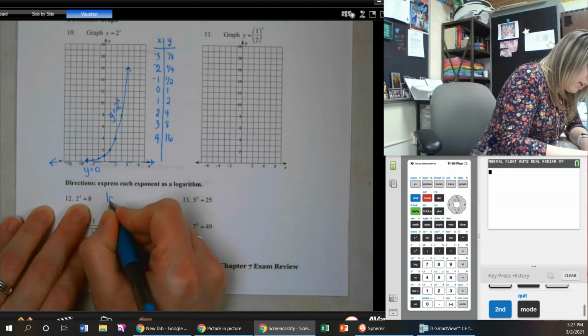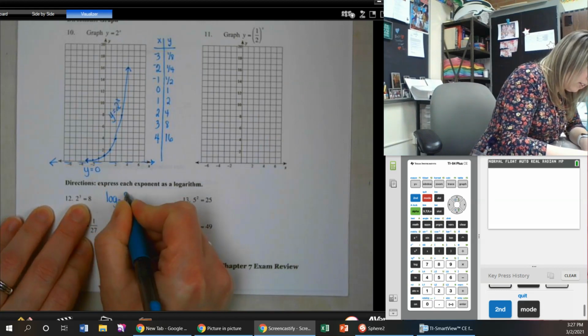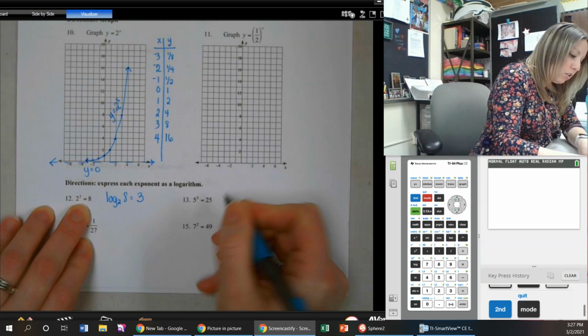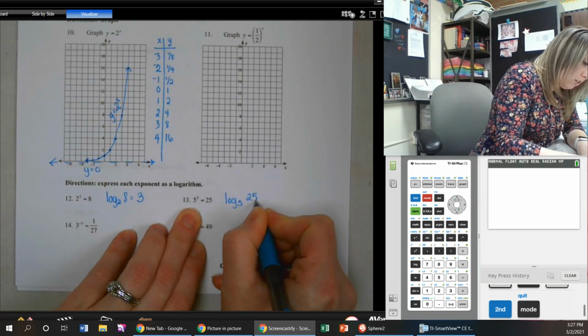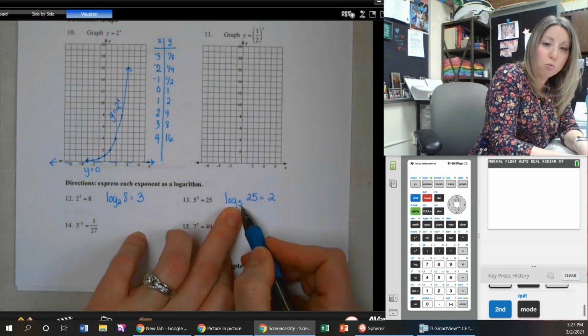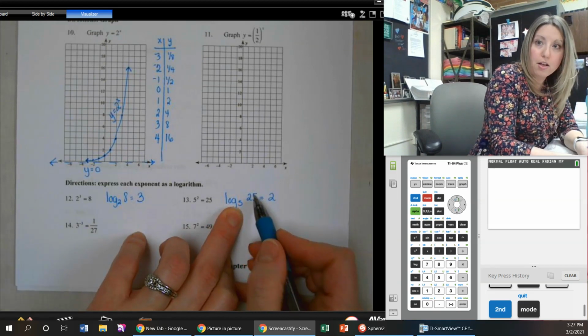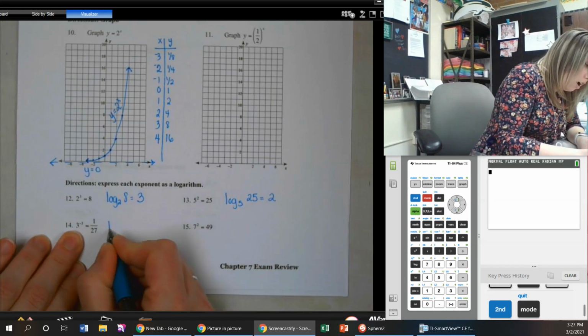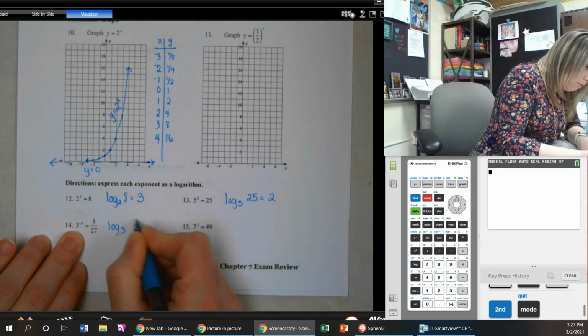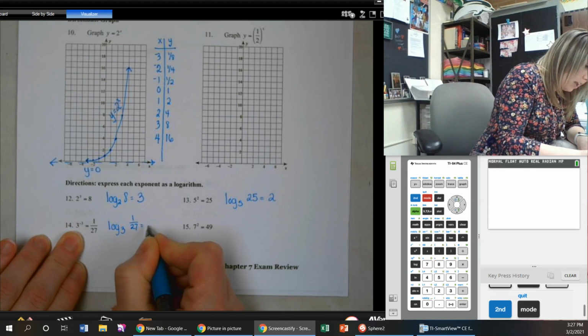It's log base 2 of 8 equals 3. Log base 5 of 25 equals 2, because it's 5 to what power is 25. That's your answer to a log. This is log base 3 of 1/27 equals -3.